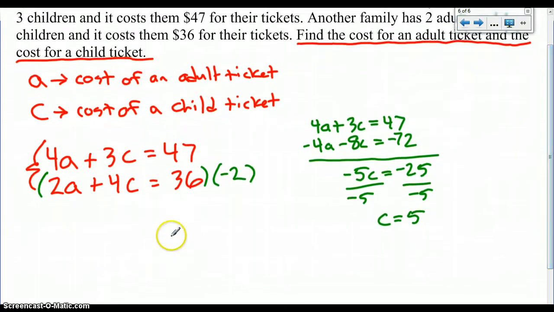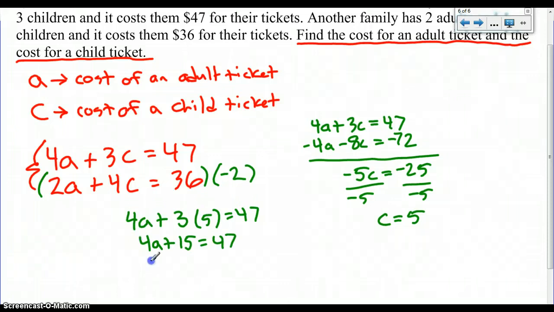Okay, I've got one more thing I need to do here, and that is to find the cost of an adult ticket. I can use either equation. I'm going to go with the first. So I know 4a plus 3 times 5 has to equal 47. So 4a plus 15 equals 47. If you subtract, you'll get 32. And then divide, and you get 8.